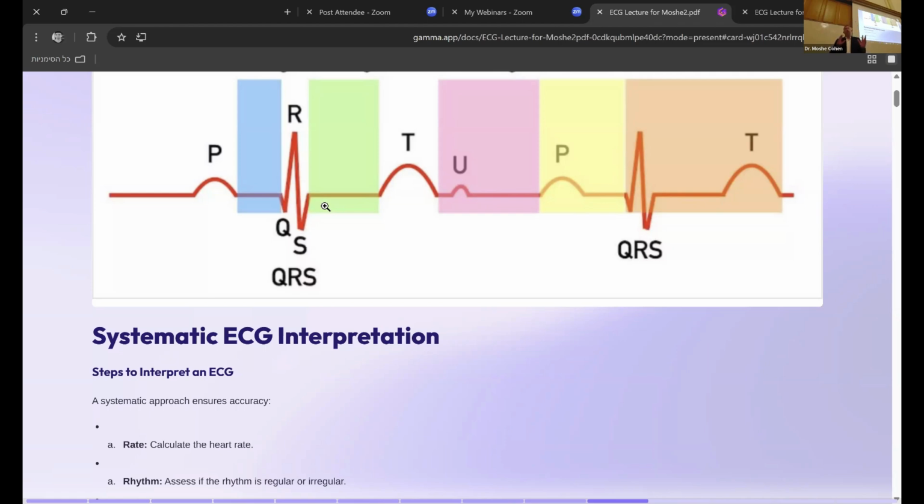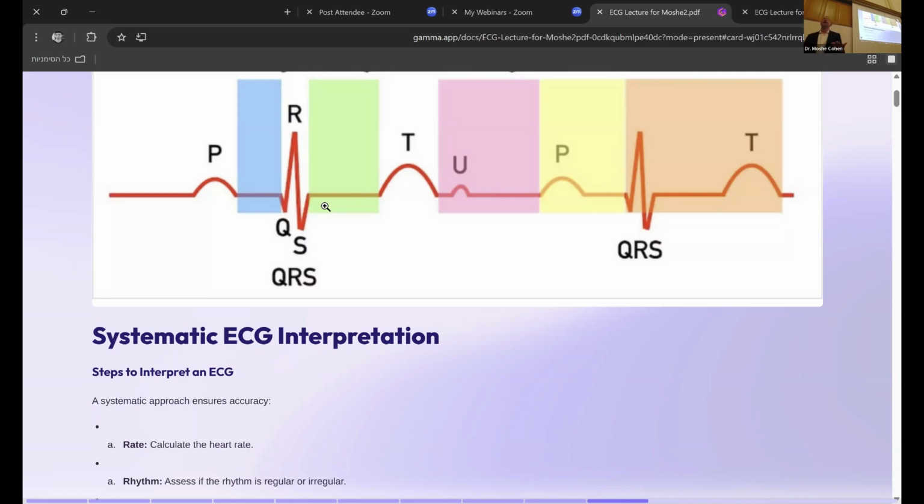Good. So first you can divide it by the rate. It can be bradycardia, so slow heart rate, and it can be tachycardia, so fast heart rate. What's the normal heart rate? 60 to 90. So below 60, that would be a bradycardic patient. Above 90, above 100, that will be a tachycardic patient.